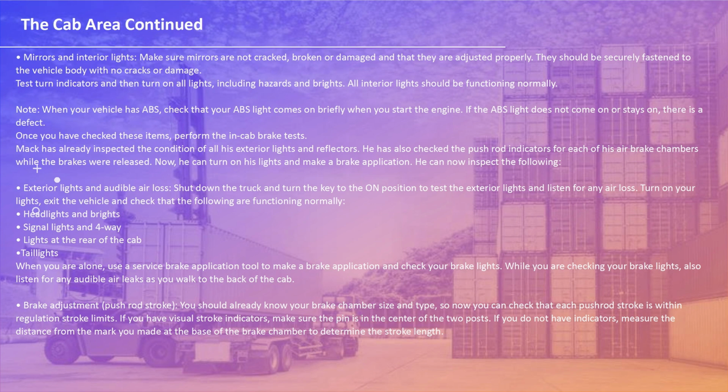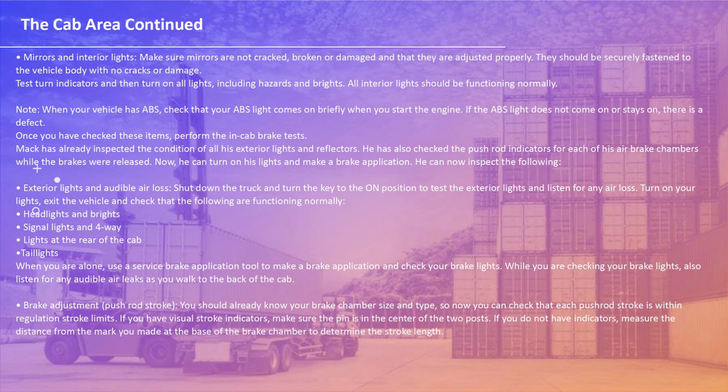Mac has already inspected the condition of all his exterior lights and reflectors. He has also checked the pushrod indicators for each of his air brake chambers while the brakes were released. Now, he can turn on his lights and make a brake application. He can now inspect the following: exterior lights and audible air loss.